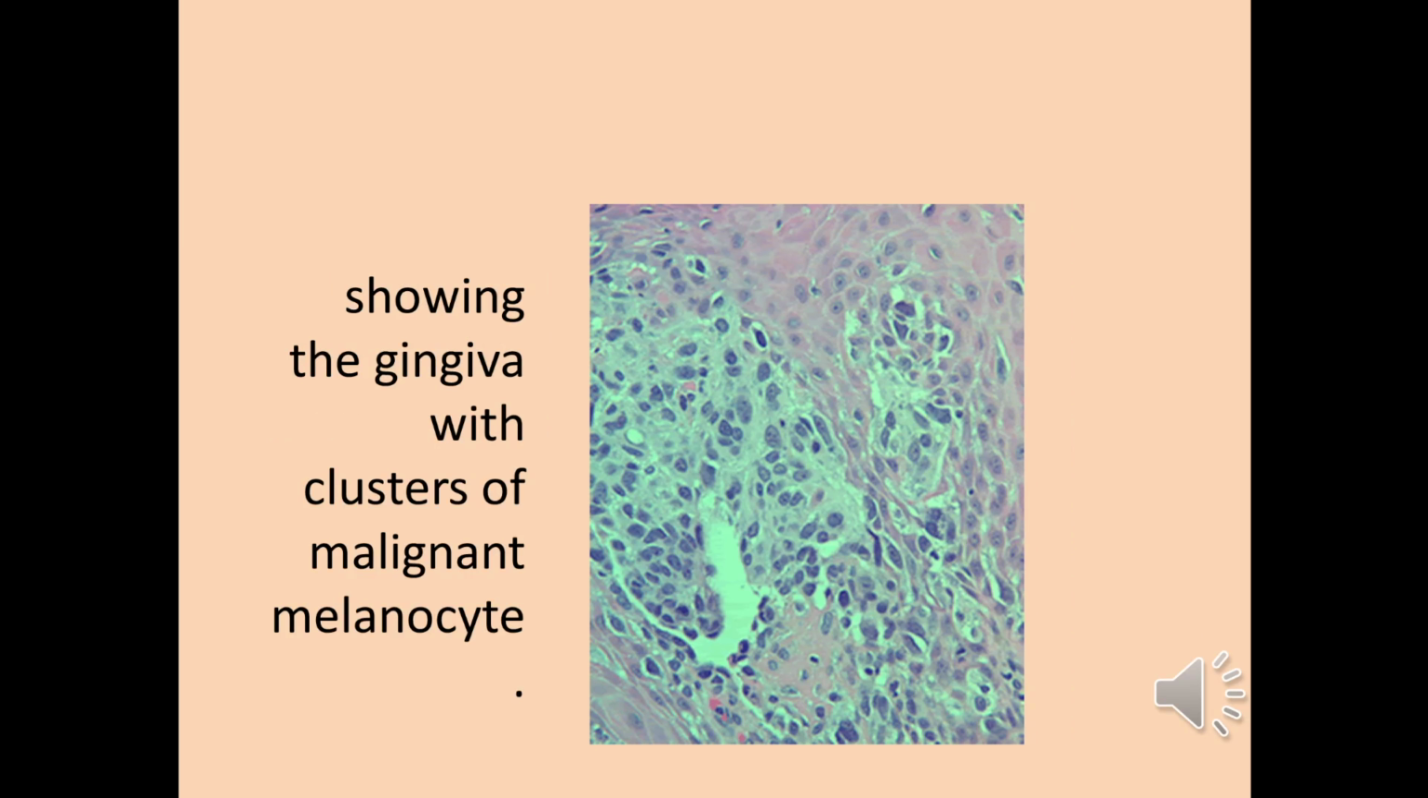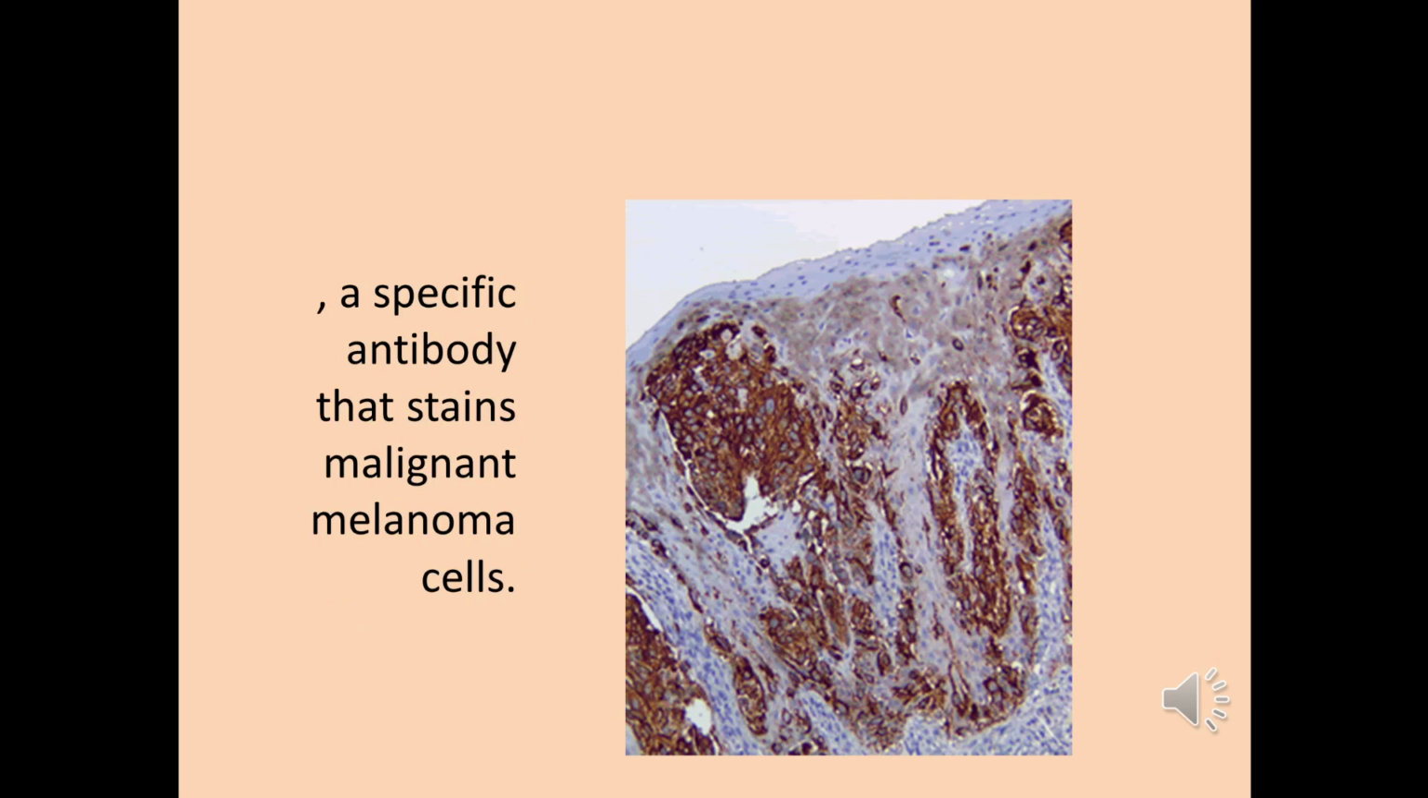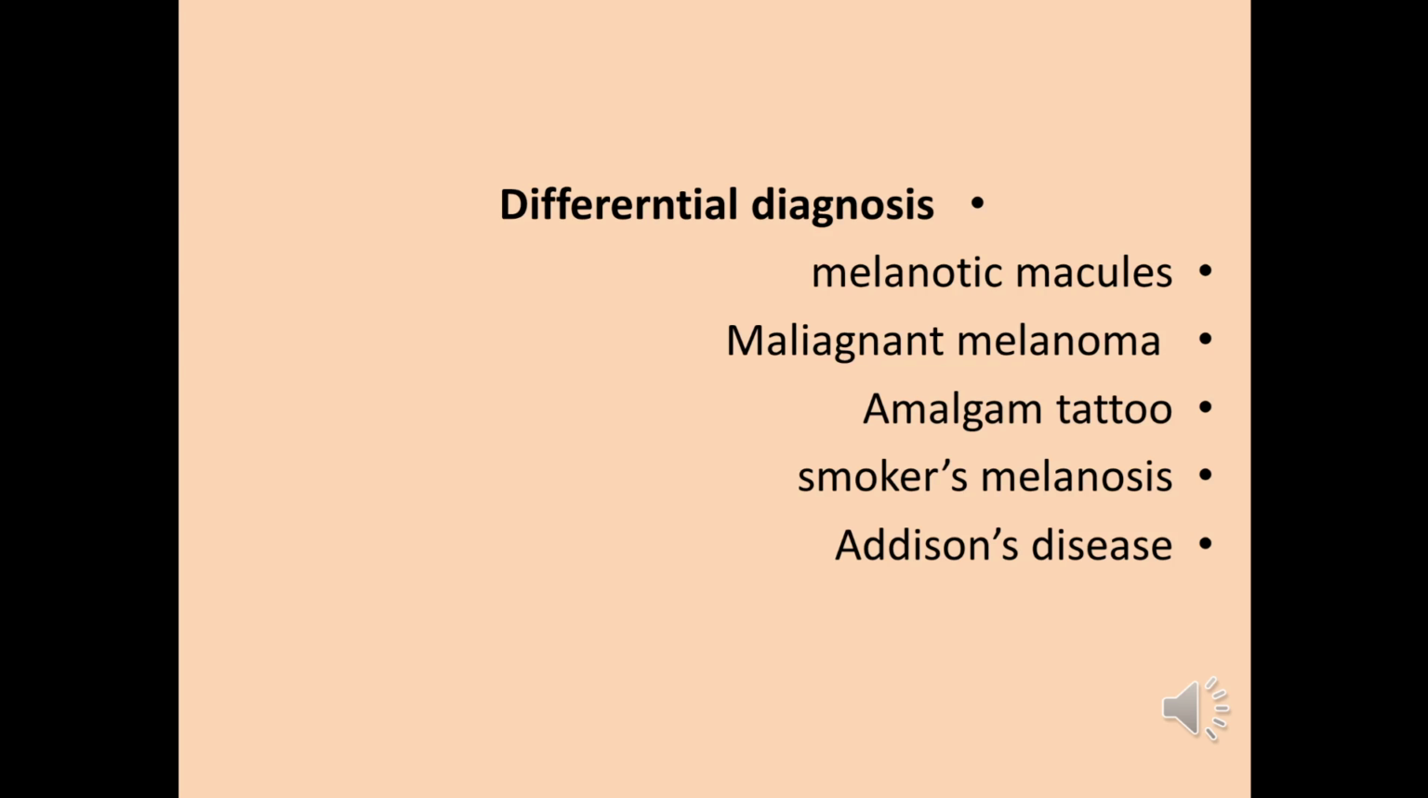An incisional biopsy was taken. It revealed large, atypical melanocytes arranged in small clusters. Here, we are showing the gingiva with a cluster of malignant melanocytes, and specific antibodies that stain malignant melanoma cells. So, what's the differential diagnosis? Differential diagnoses include macules, malignant melanoma, amalgam tattoo, smoker's melanosis, and Addison disease.